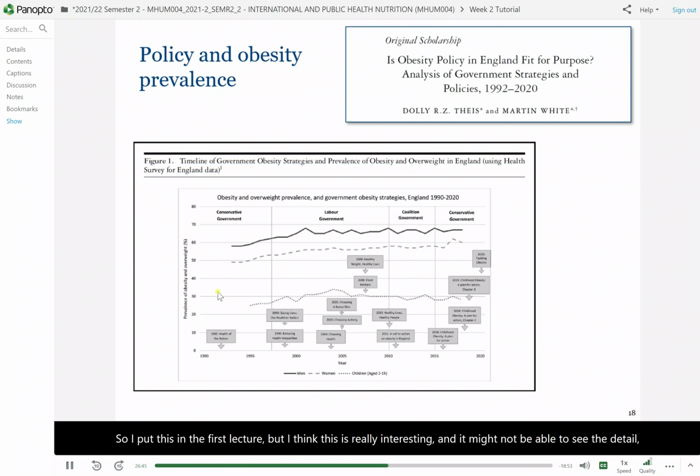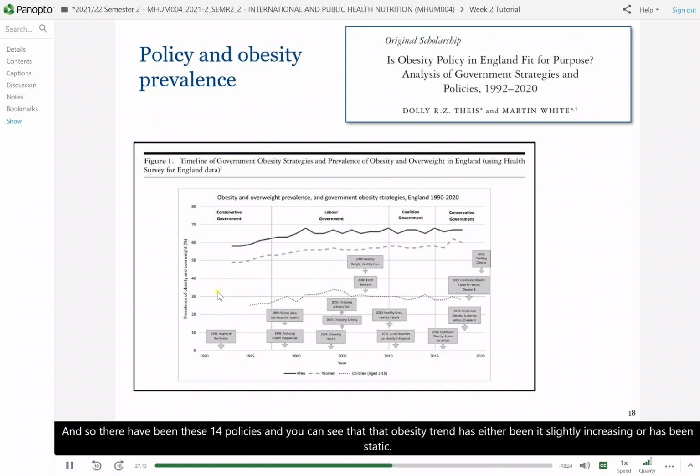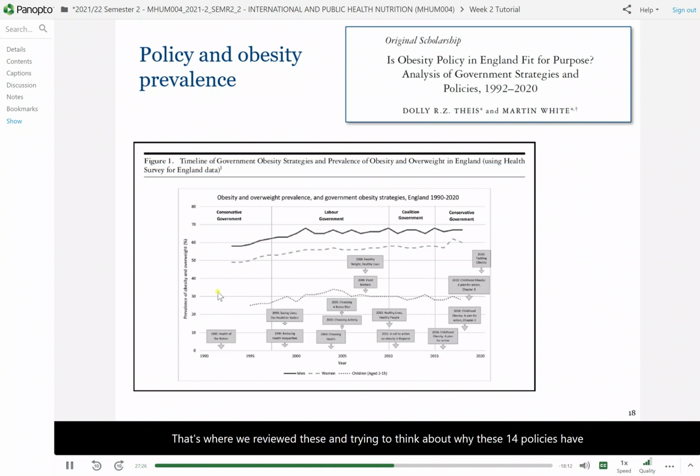I put this in the first lecture, but I think this is really interesting, and you might not be able to see the detail, but basically we have obesity prevalence in adults, men and women, and the dotted line is obesity prevalence in children, over the last 30 years from 1990. What this paper has done, and I've put the link on SurreyLearn, is map the 14 government policies that have happened across all different governments from 1992 to the present day. You can see that the obesity trend has either been slightly increasing or static. It's a very interesting paper that has reviewed these and tries to think about why these 14 policies have not had an effect on reducing obesity prevalence, and why that line is static despite all of these documents being produced.